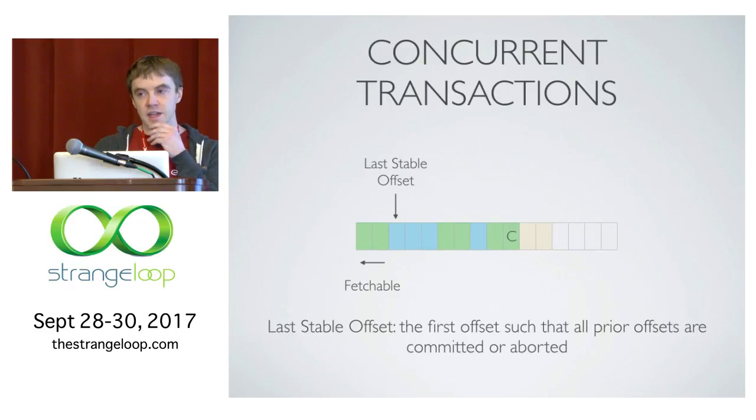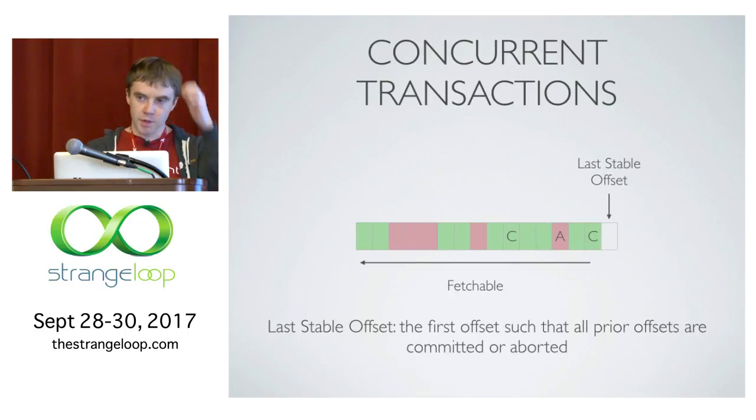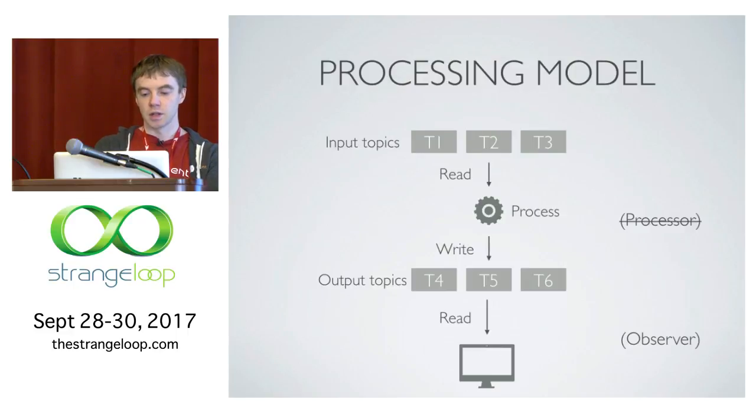Now, as we continue, as we see other transactions become committed or aborted, we're able to move that last stable offset forward and see more of the data. The key point there is again about read atomicity. So there's no read atomicity as far as a transaction is concerned.